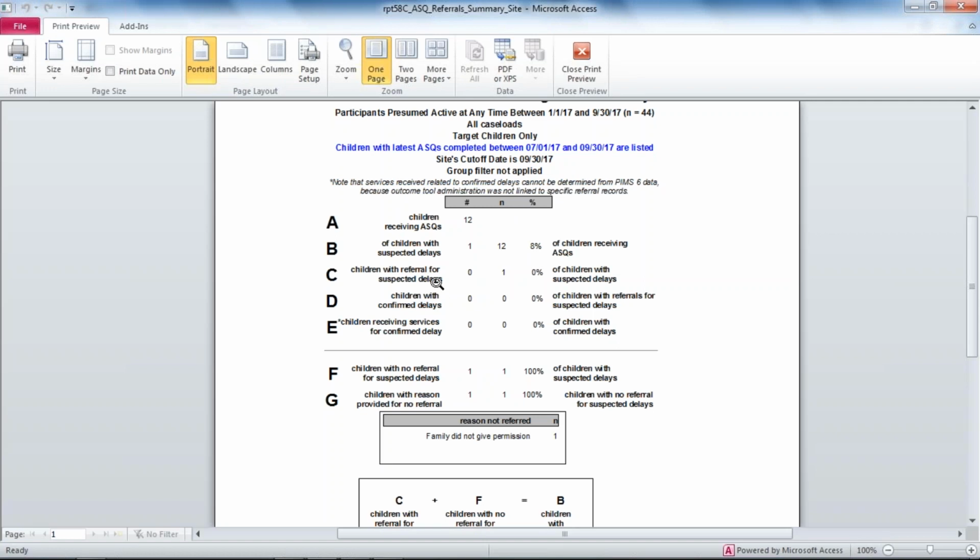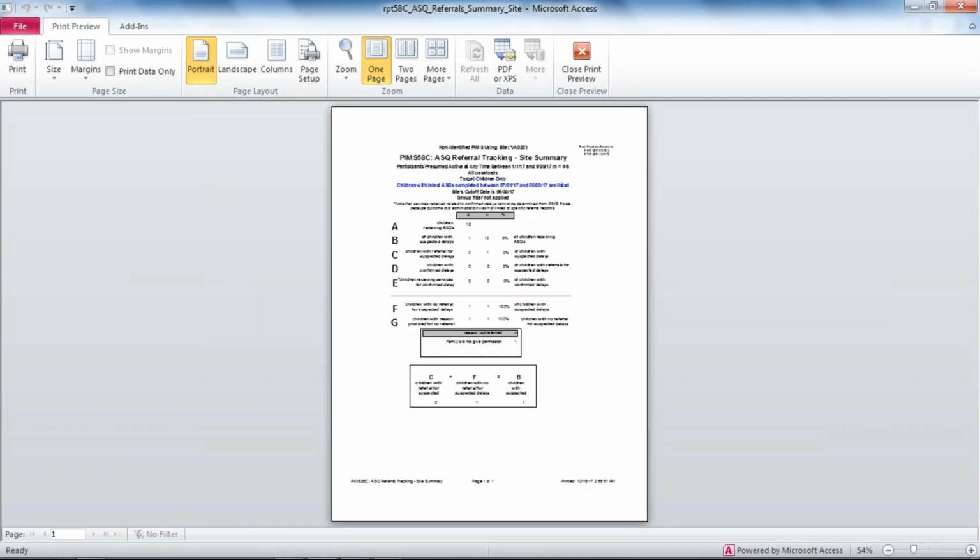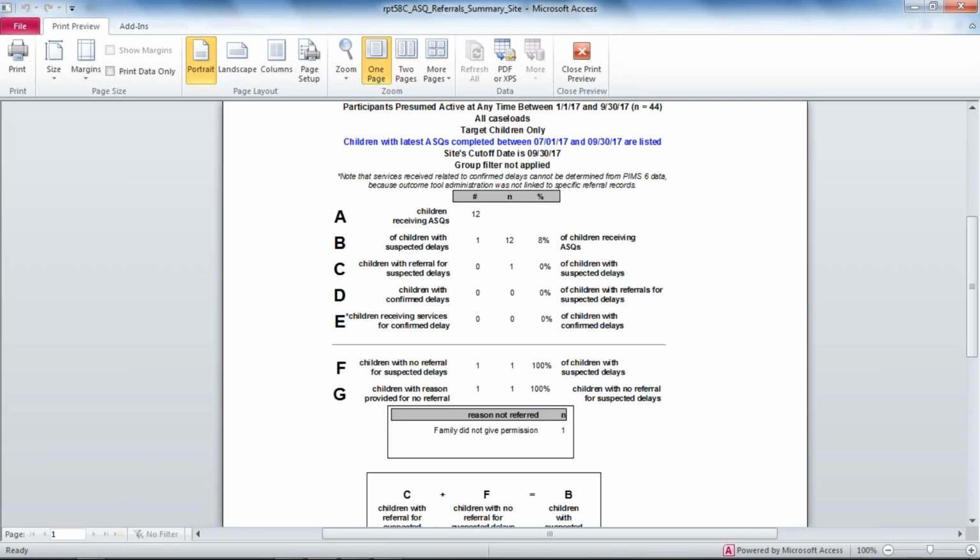Most of you have seen a report similar to this in PIMS 7. This one has been slightly improved to help us with our representation of what we're doing. 12 children received ASQs. One of those had a suspect delay. That's 8% of the 12. Of the one with a suspected delay, none were referred for further assessment. Okay.